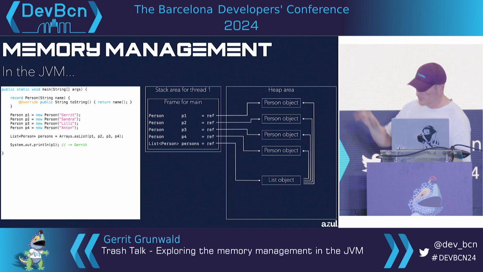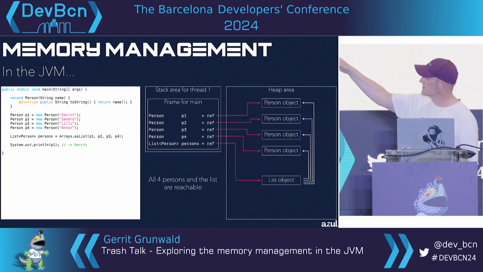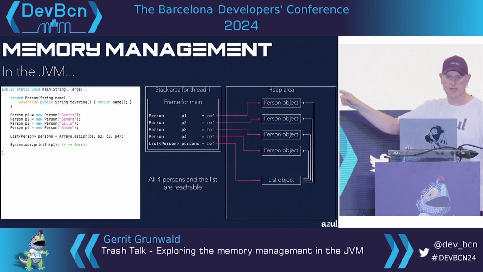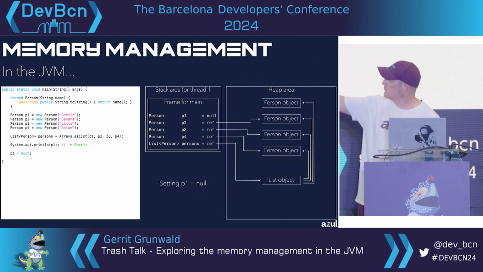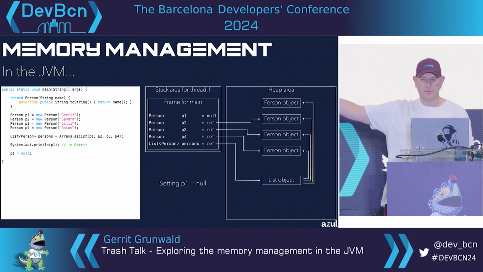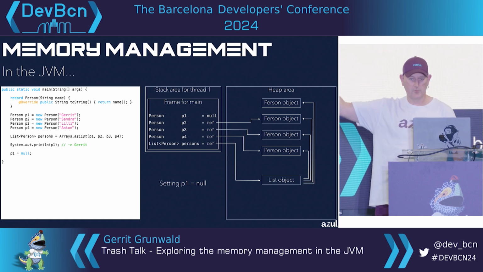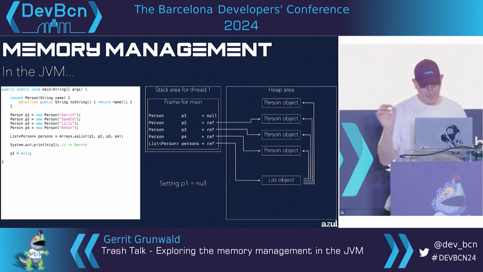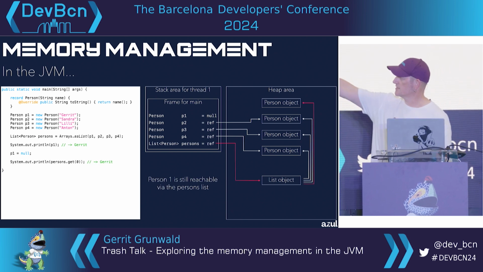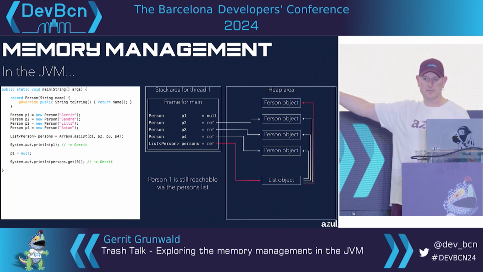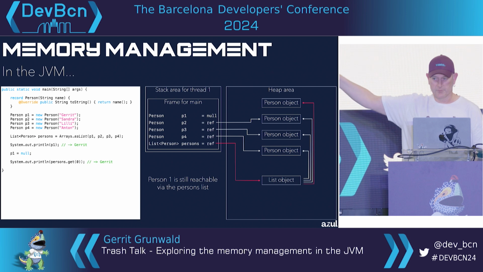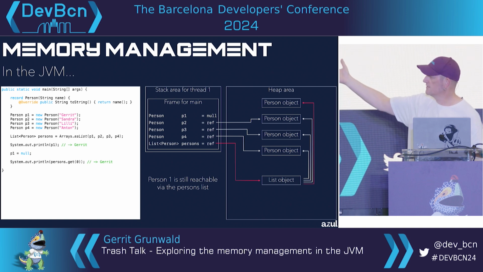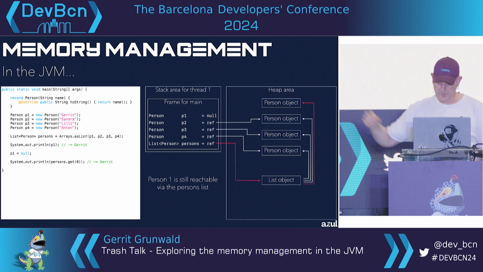Now all of these objects are reachable. All the red ones can be reached from the stack frame, so they are live because I can reach them. If I now set p1 to null, you would expect that when I print out p1, it's null, okay. But the object is still reachable. It's still live because there is a reference in the list. If you see on the left side, persons.get(0) will print Gerrit because it's still a live object in the heap, even if the p1 reference itself is null. Good.